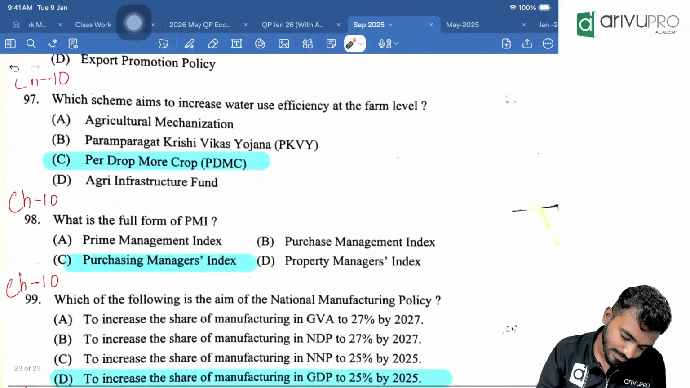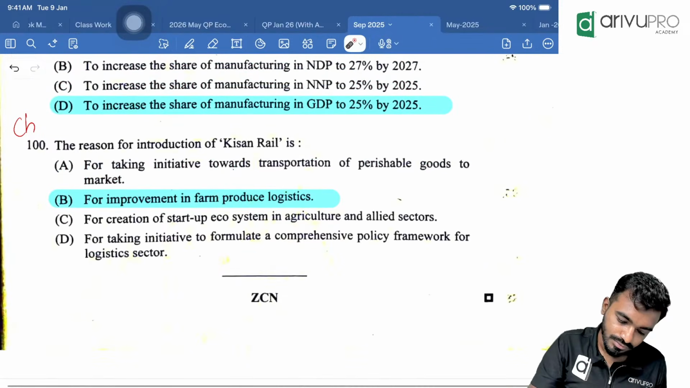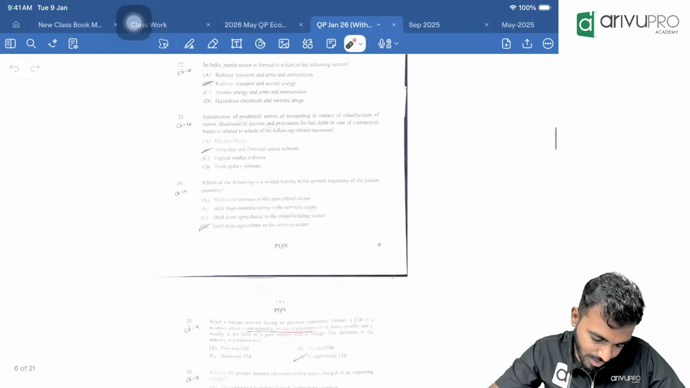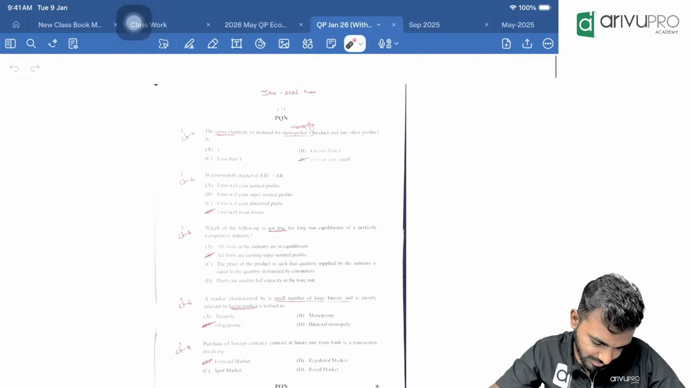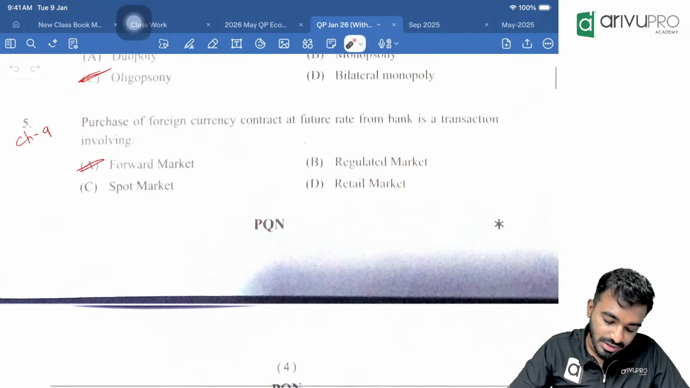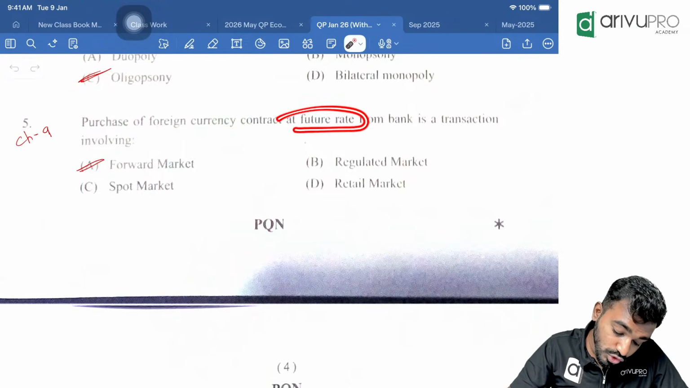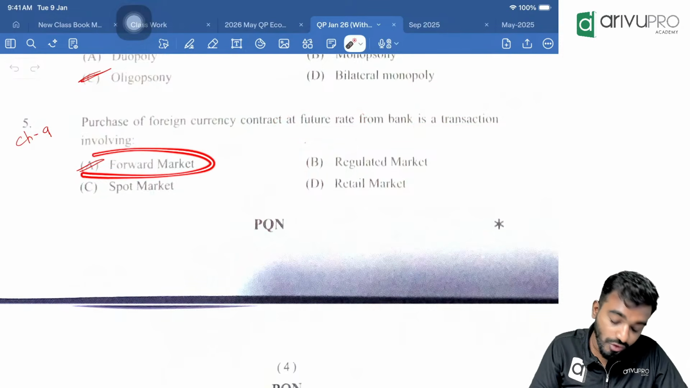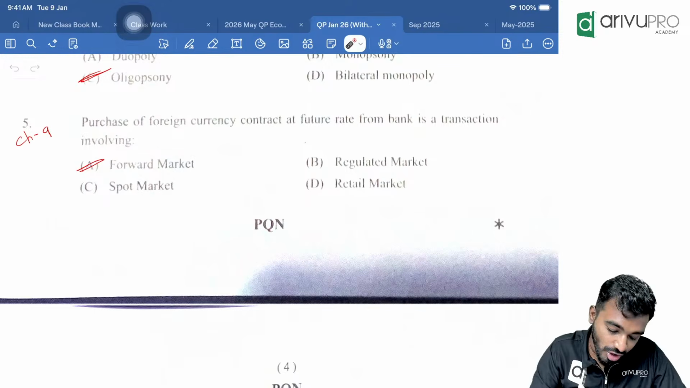That's it. So January 26 attempt paper. We'll go from the first. Purchasing of foreign currency contract at a future rate, not now, future rate from the bank, is the transaction of the forward market, forward exchange market. Forward it is.